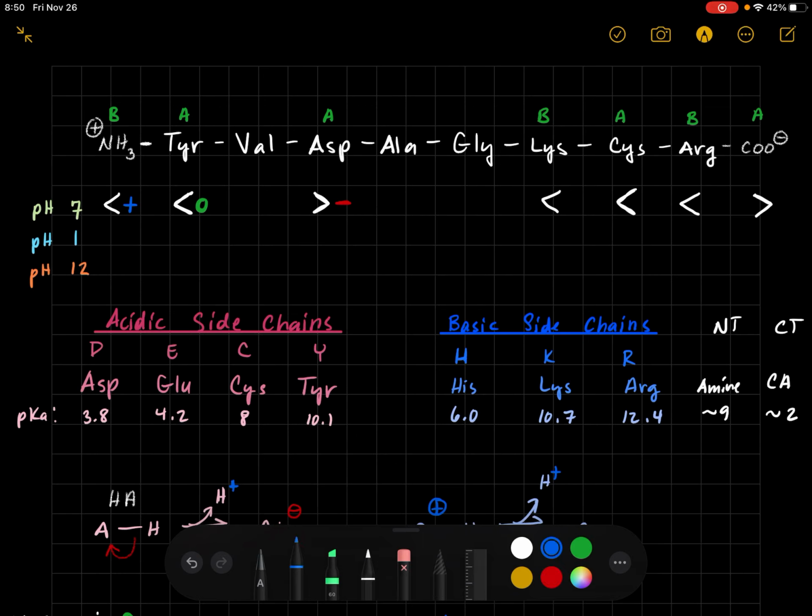Lysine's pKa is greater than the pH. It is basic, so it will be positively charged. Cysteine has a pKa that is greater than the pH. It is acidic, so it will be neutral at pH 7. Arginine's pKa is greater than the pH of 7, and therefore it will be positively charged since it is basic. And the C-terminal main chain group has a pKa that is less than the pH. It is acidic, so it will be negatively charged.